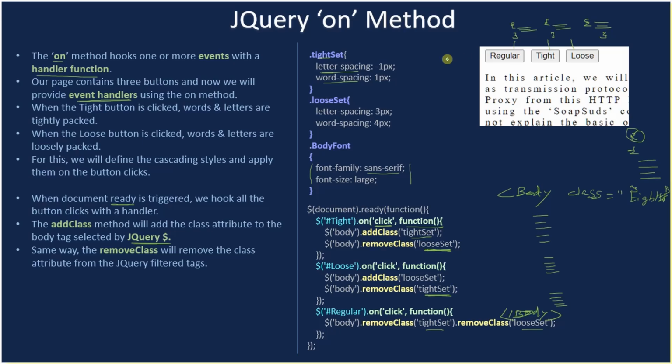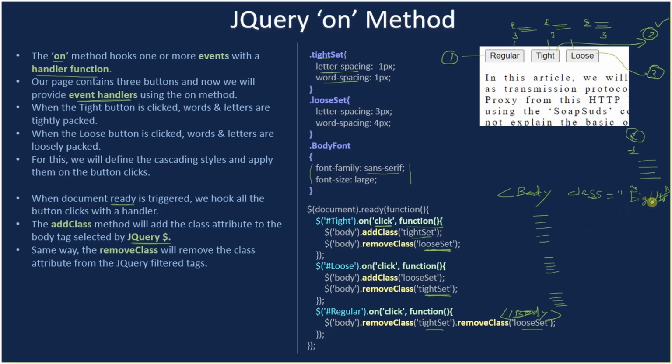So for example, let's assume that once the document is loaded for the first time, the user clicked the tight button. When the user clicks tight, it will run this handler and add the class attribute tightSet. So here tightSet is applied. Let's say the user then clicks the third button, that means loose. So we are adding the class looseSet.